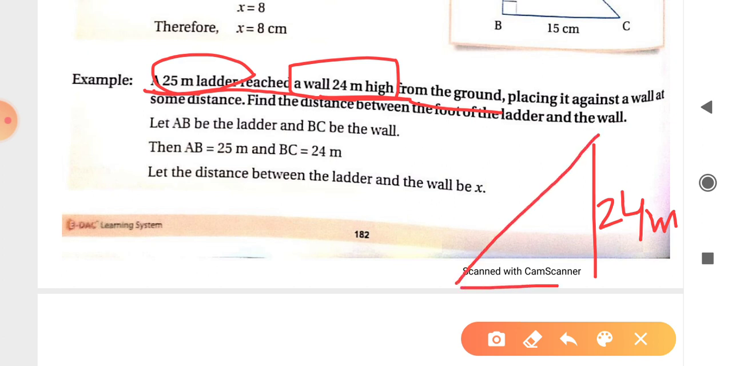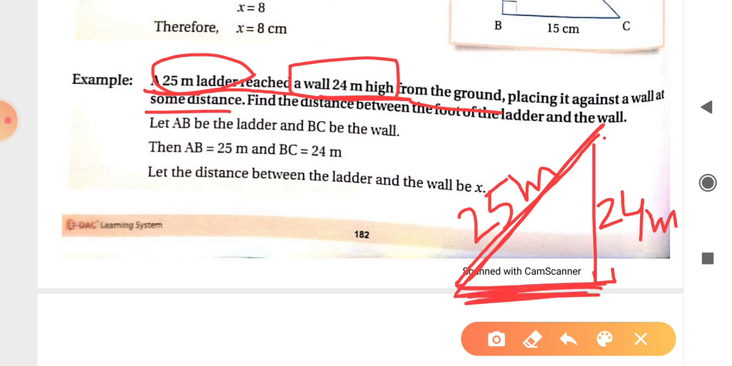And this is the ground. This is the ground and this is the ladder. And the ladder is 25 meter. This is given. Placing it against a wall, the ladder is placed against a wall at some distance. There is some distance from the wall. Then find the distance between the foot of the ladder, the foot of the ladder is this, and the wall, the wall is here. Then we have to find that distance.